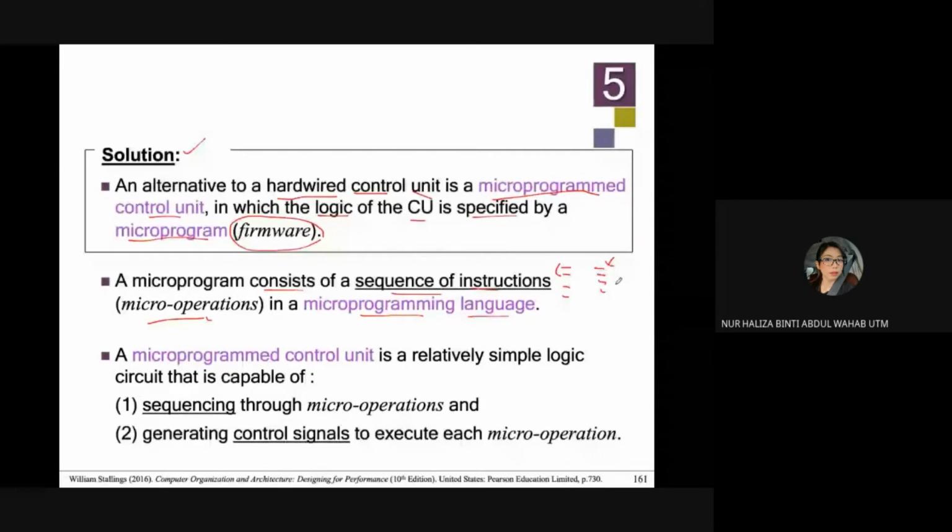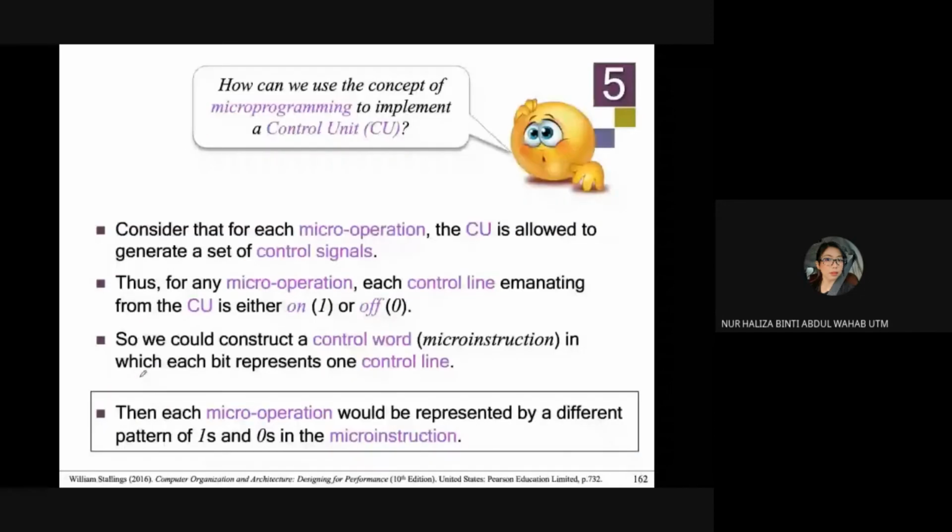A microprogram control unit is relatively simple logic circuit that is capable for sequencing through micro operation and also generating control signal to execute just micro operation. So how we use the concept of microprogram to implement a control unit? So you dah tahu microprogram is the solution for you, but how you going to implement it in your CU?